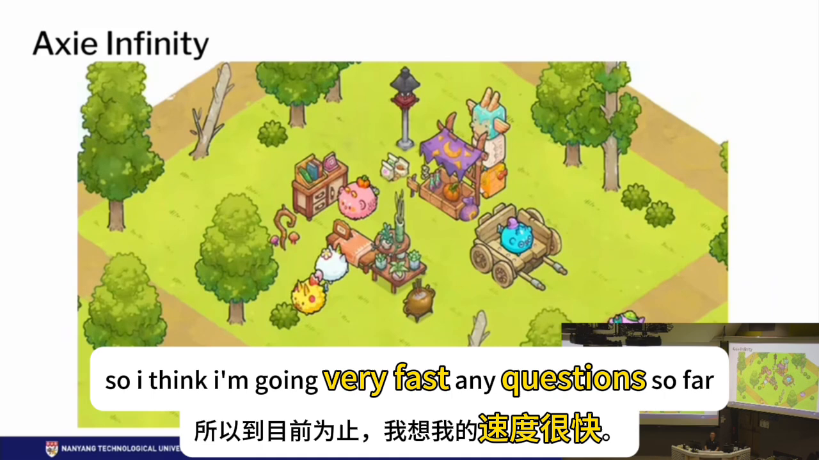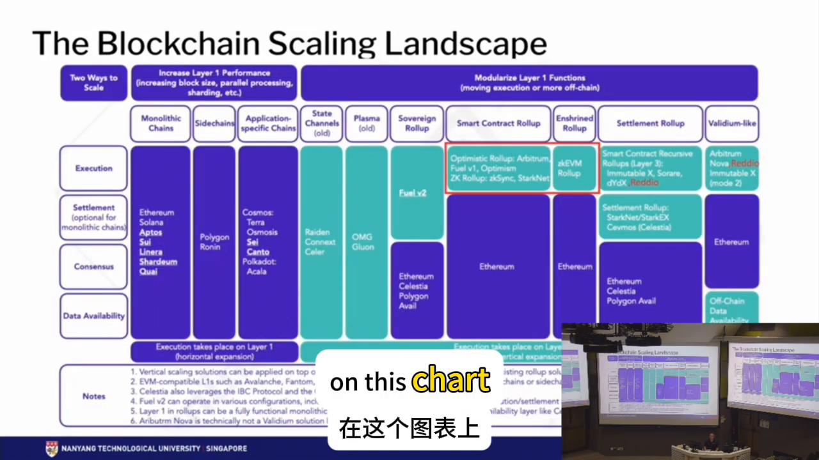So I think I'm going very fast. Any questions so far on this chart?